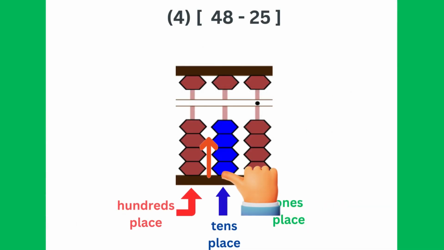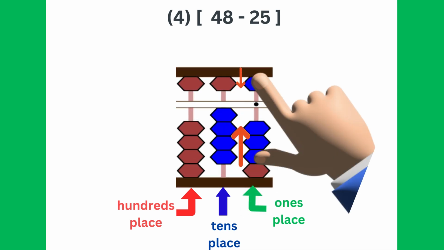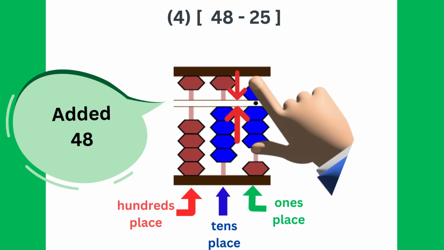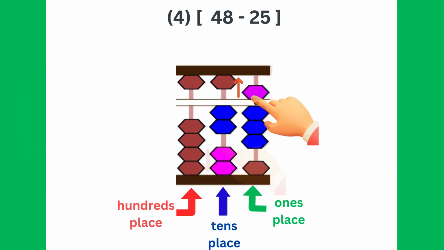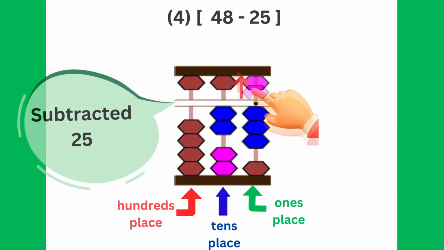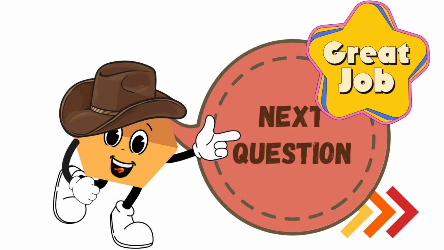First, add 40 in the tens column, then add 8 in the ones column. Next, subtract 20 in the tens column, then subtract 5 in the ones column. Therefore, 48 minus 25 is equal to 23. Good job! Let's move on to the next problem.